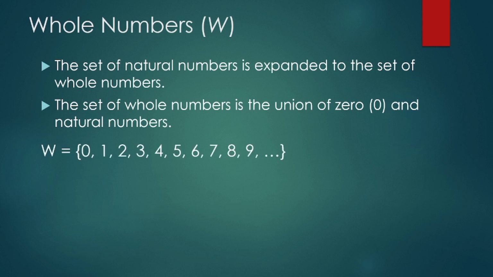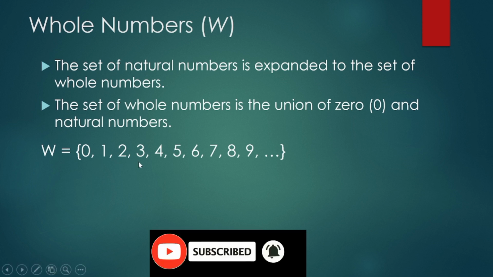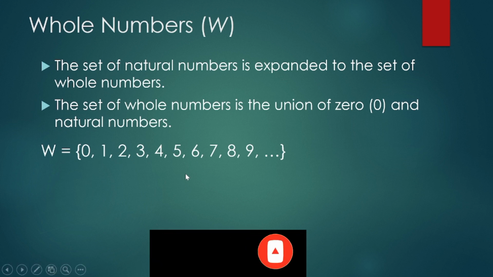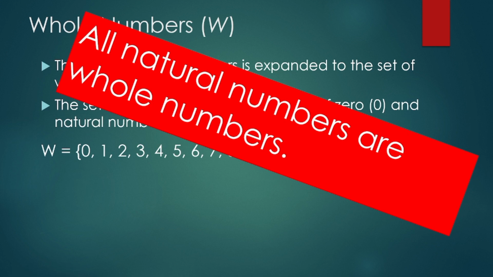Ayan. Ito na po yung ating mga whole numbers na isama na po natin sa 0, 1, 2, 3, 4, 5, 6. So, sabi dito, all natural numbers are whole numbers. That is correct. No? So, lahat ng natural numbers ay whole numbers.